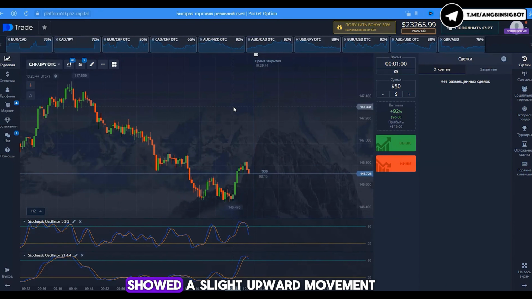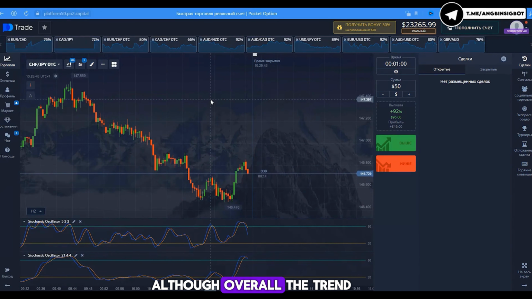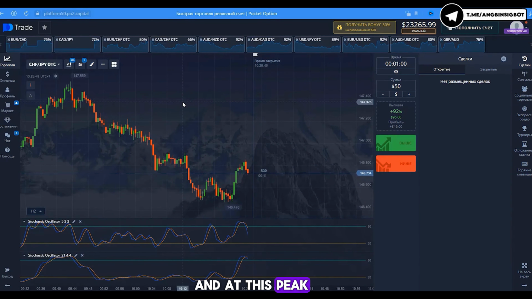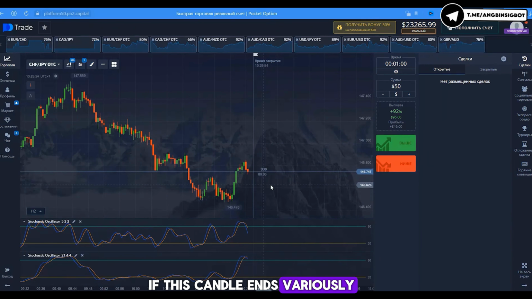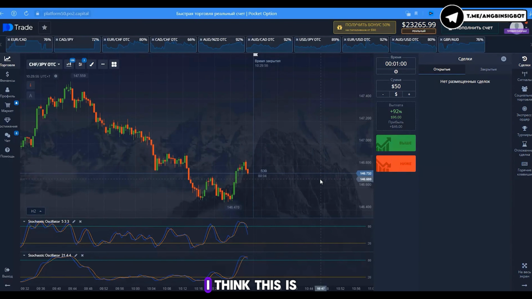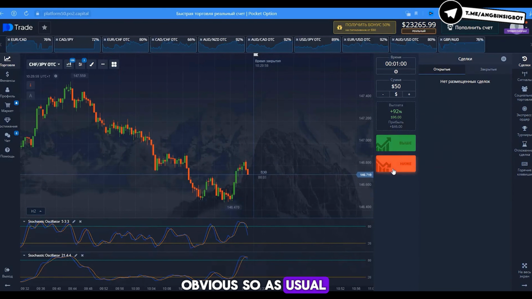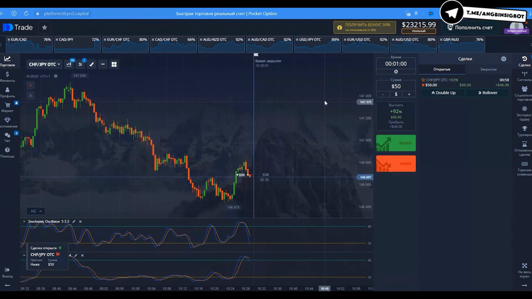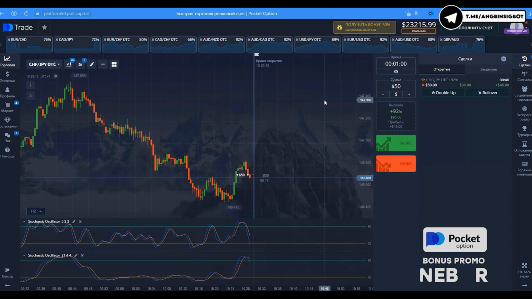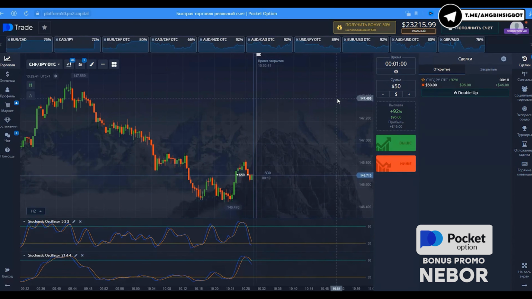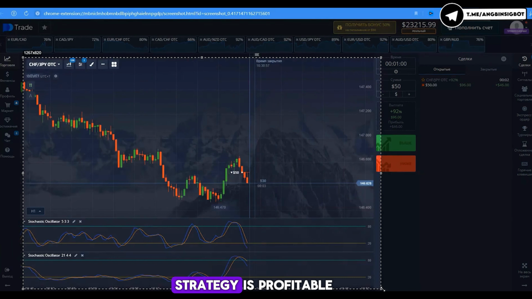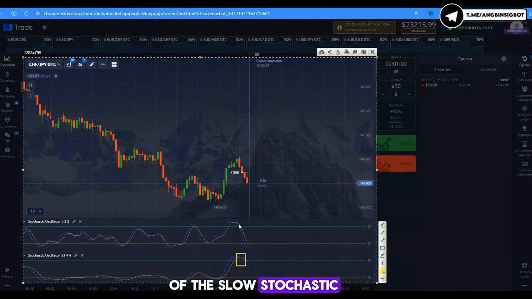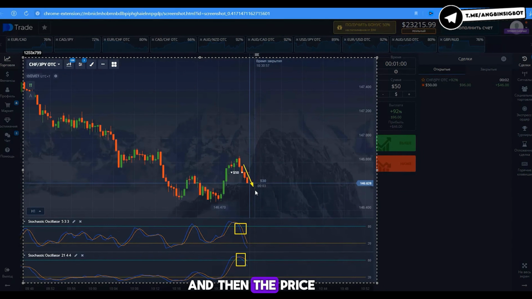The activation of the yen showed a slight upward movement, although overall, the trend is downward. And at this peak, the price began to decline. The main stochastic shows a signal if this candle ends bearishly. The lower one will also come out. I think this is obvious. So, as usual, I enter for a decline based on them. Another trade, entering according to the strategy, is profitable. Here is the exit of the slow stochastic, the exit of the fast one, and then the price has noticeably gone down.